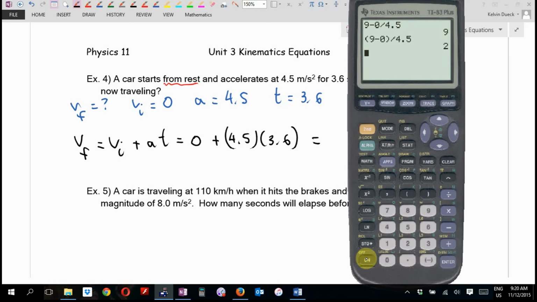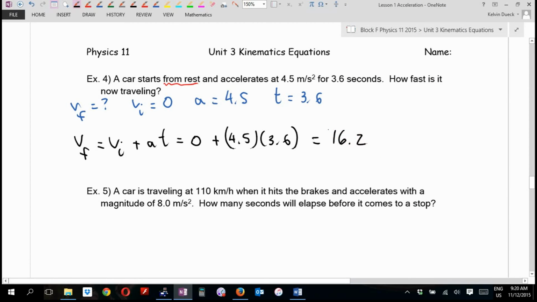No, I'm way off. Hang on, I'm way off. 16.2. I forgot to carry a 1. 16.2.